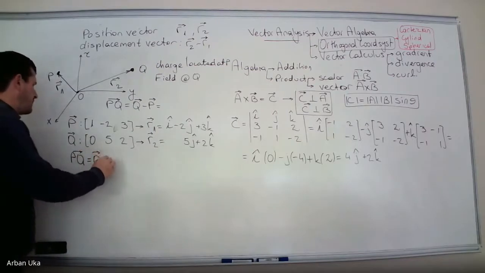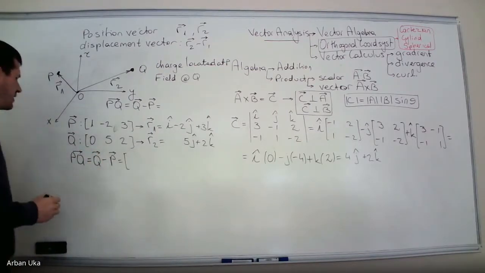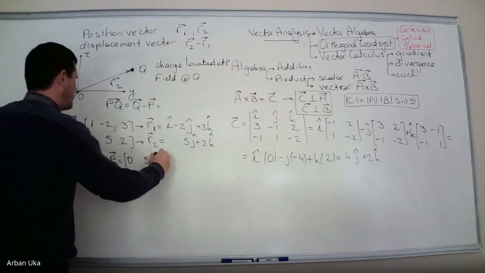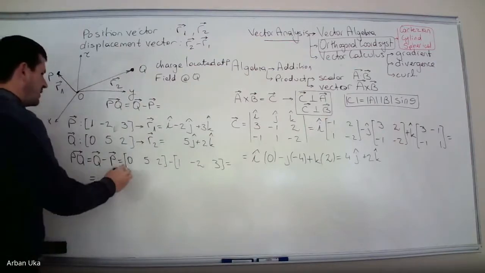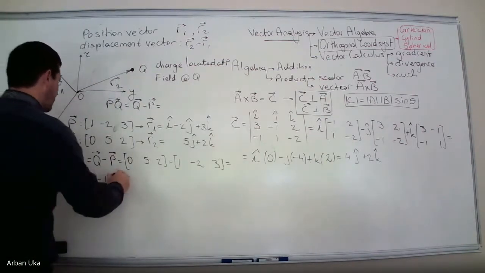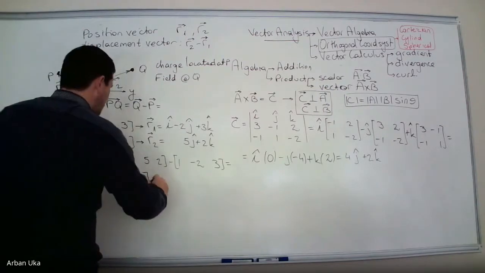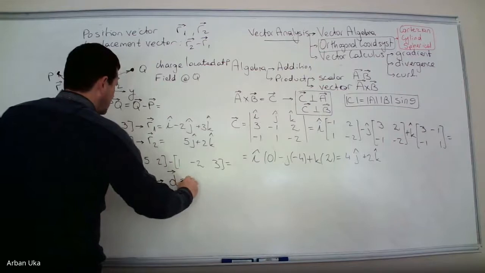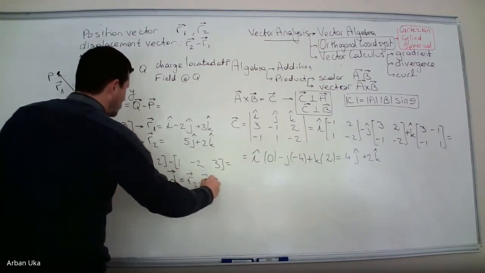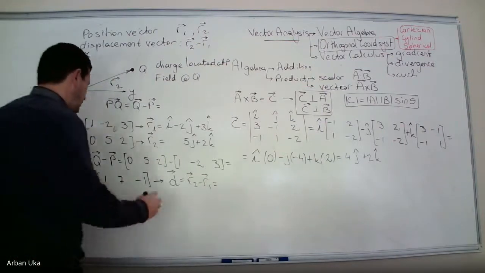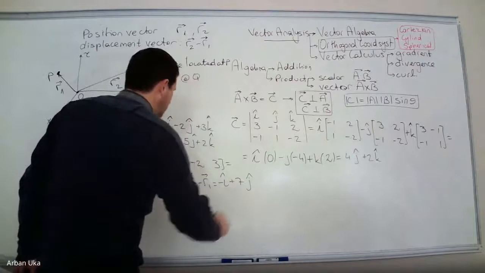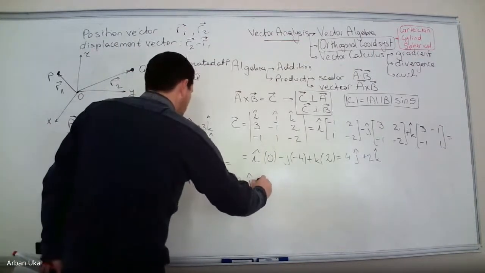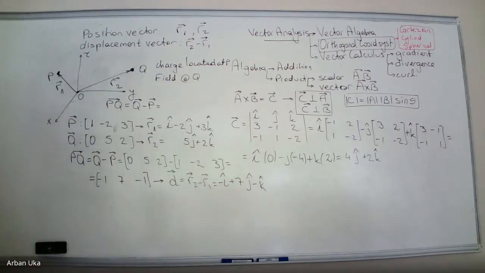which in this case PQ should be equal to Q minus P, and this can be written as 0, 5, 2, minus 1, minus 2, 3. And this is equal to 0 minus 1, this is minus 1, 5 minus minus 2, this is 7, 2 minus 3, minus 1. Okay? So, in fact, this displacement vector, we can denote this one as vector D, which was equal to R2 minus R1. And this is also written as minus i plus 7j minus 1. Sorry, what is this? Minus k, right? Minus k. Okay, so now let's have a look.